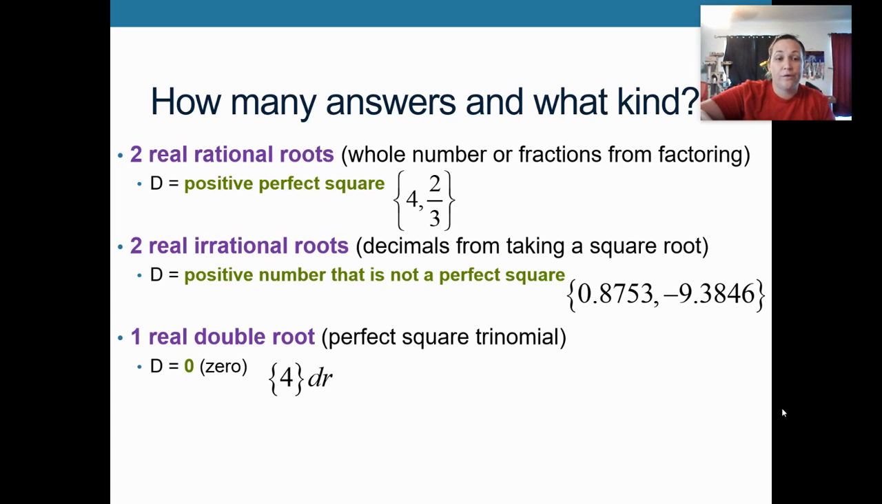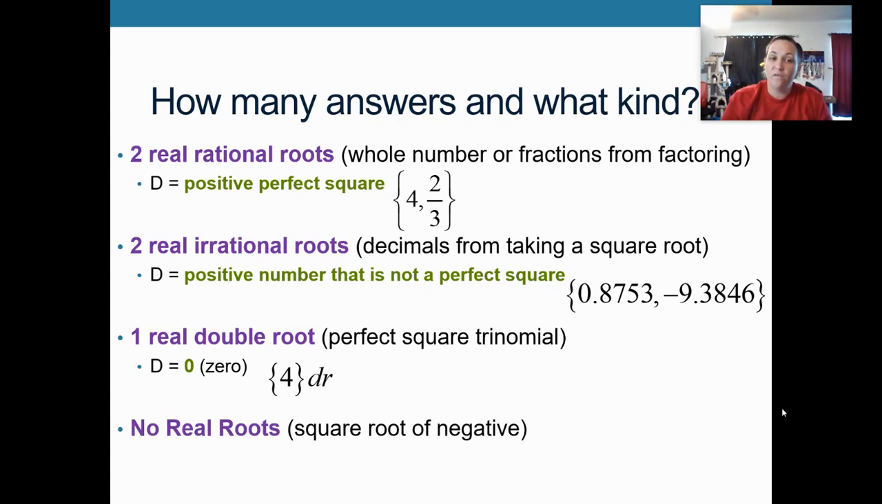Now, our last scenario is maybe there are no answers. Maybe there are 0 real roots. And this happens when we try to square root a negative. So this was in Tuesday's video.